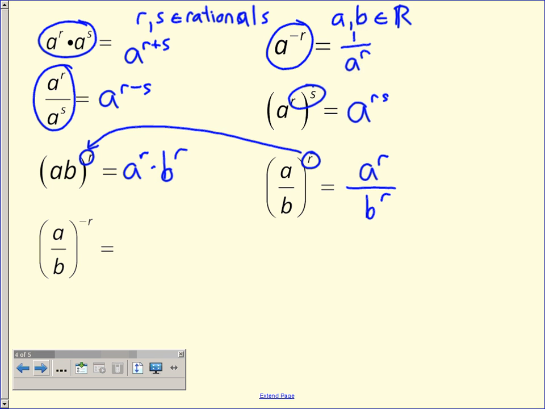And finally, I saved this one for last because we have that nasty negative here. This means that we're going to do the reciprocal and raise both to the R power. So if I take the reciprocal, this is the same as B over A to the R power, and that means B to the R over A to the R. I'm going through these rules rather quickly because there's really nothing new here. These are the same rules you had in Algebra 1. Just know that we can now apply them with our rational expressions as well.